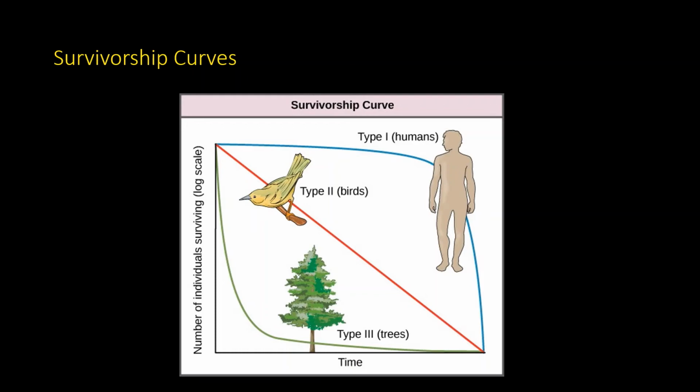Type 2, mortality or death rate is constant throughout lifespan. Example for type 2 is bird. Type 3, the curve drops sharply at the start, reflecting low survivorship for the very young. But later it flattens out as death rates decline among those who are able to survive at an early age. Example here, trees.